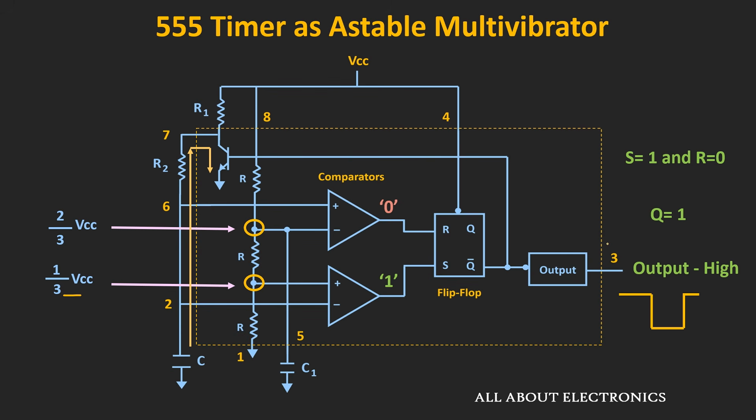Now once this Q becomes 1, the Q bar will be equal to logic 0, and as soon as this Q bar becomes 0, this transistor will turn off, and now this capacitor will again start charging through this resistor R1 and R2. So in this way this capacitor is charging between this 2/3 VCC and 1/3 VCC voltages, and because of the charging and discharging of this capacitor we will see a transition in the output voltage.